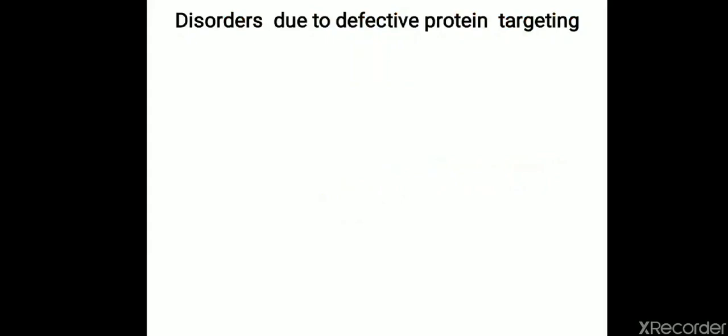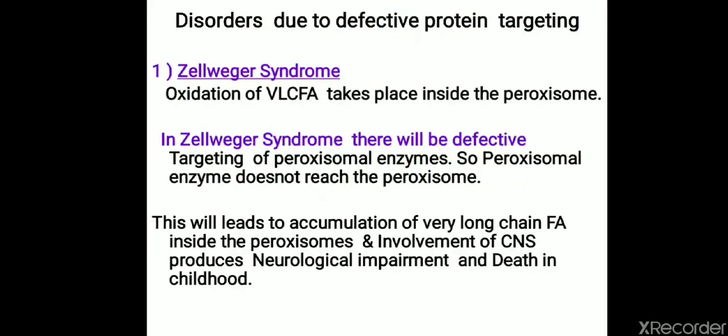Coming to the disorders due to defective protein targeting. There are different disorders. Let's see them one by one. The first one is Zellweger syndrome. Zellweger syndrome is due to defective oxidation of very long chain fatty acids within the peroxisome. Medium chain fatty acids undergo oxidation within the mitochondria, whereas very long chain fatty acids undergo oxidation inside the peroxisome, and it is mediated by some peroxisomal enzymes.